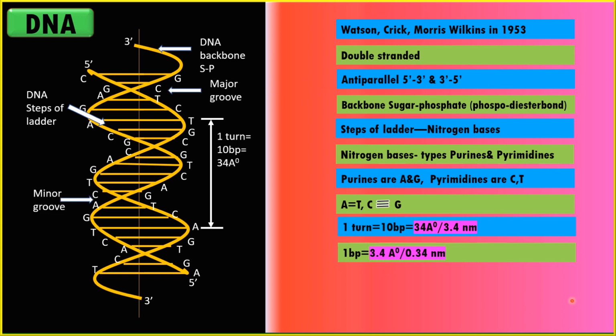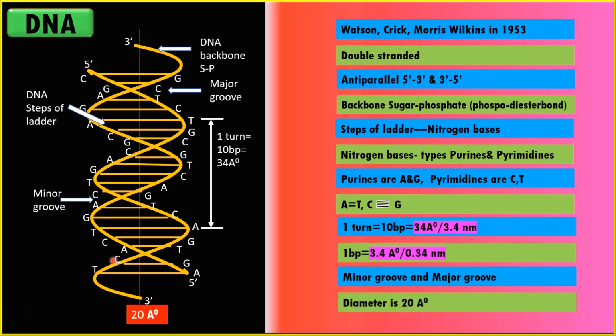Now because of twisting, the DNA shows large grooves called major grooves. Major means large, and small grooves are called minor grooves. So I hope you are understanding the structure of DNA. Now the diameter of the DNA is 20 angstrom. So I'll repeat all the points again.